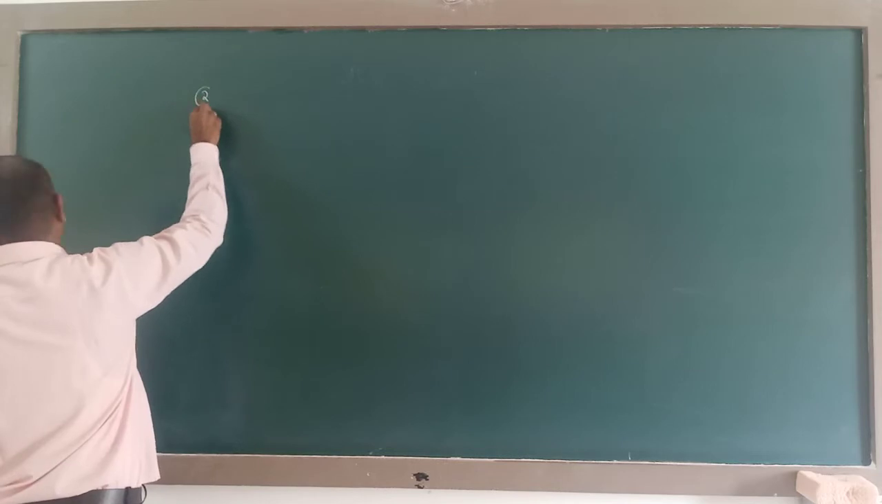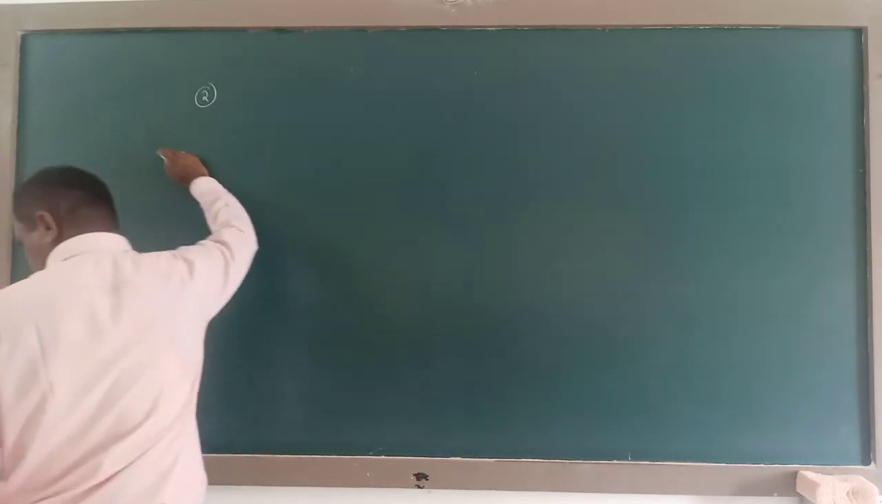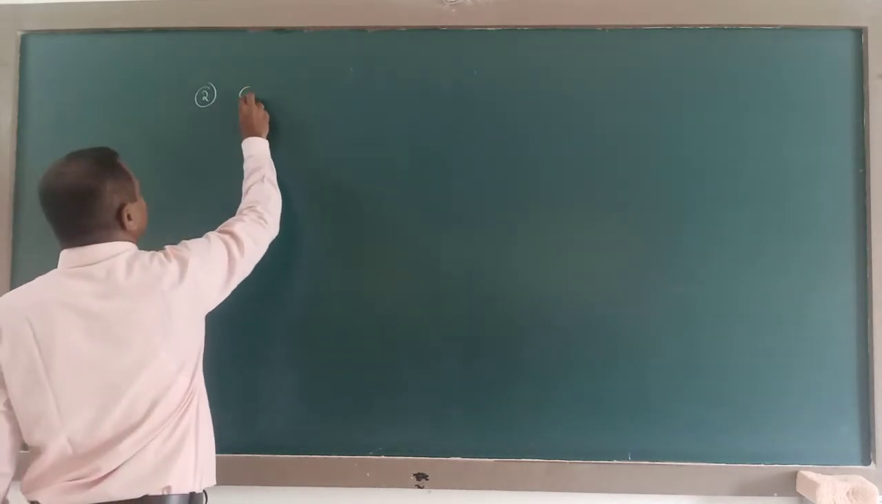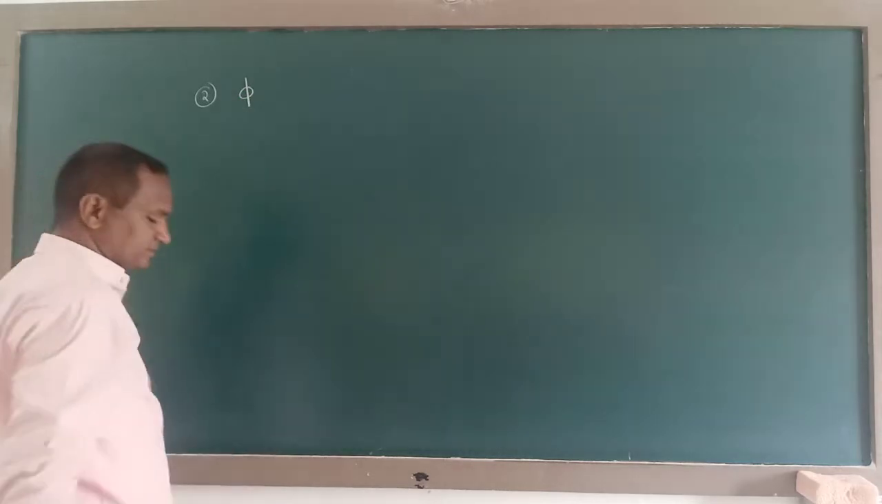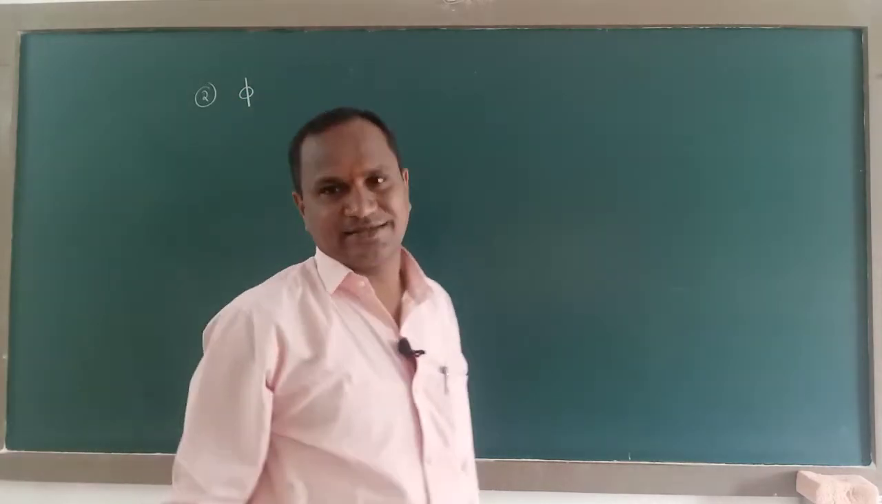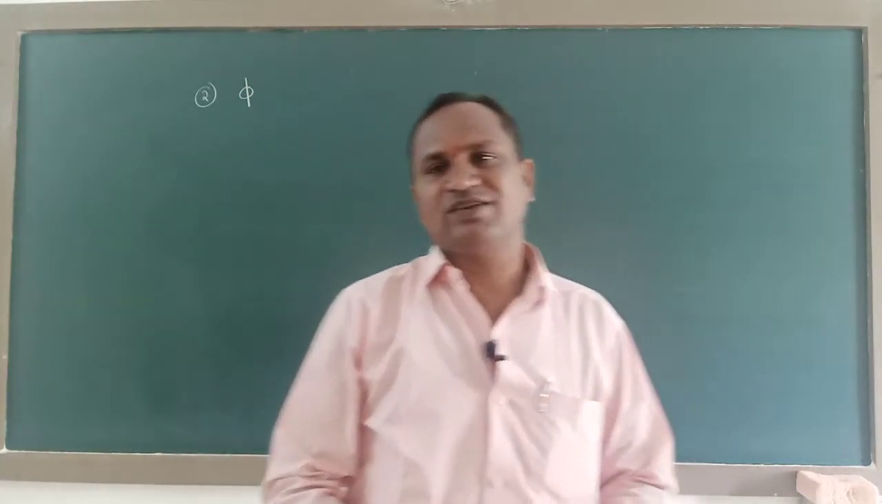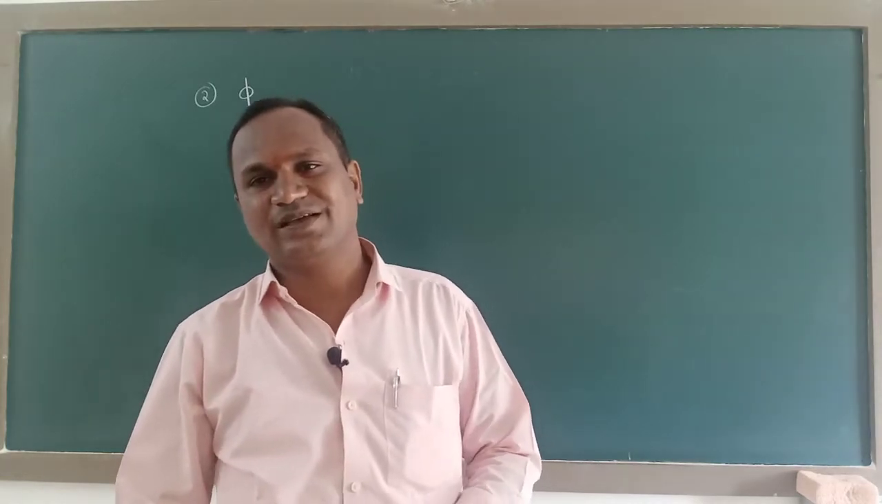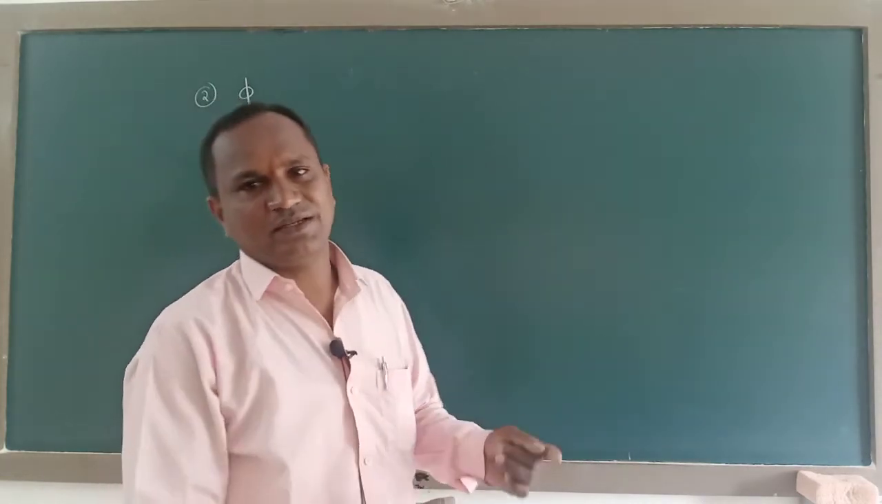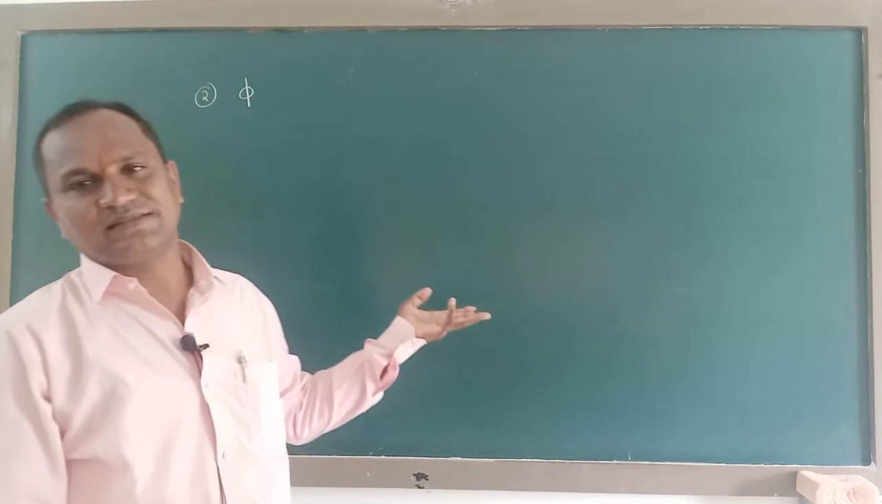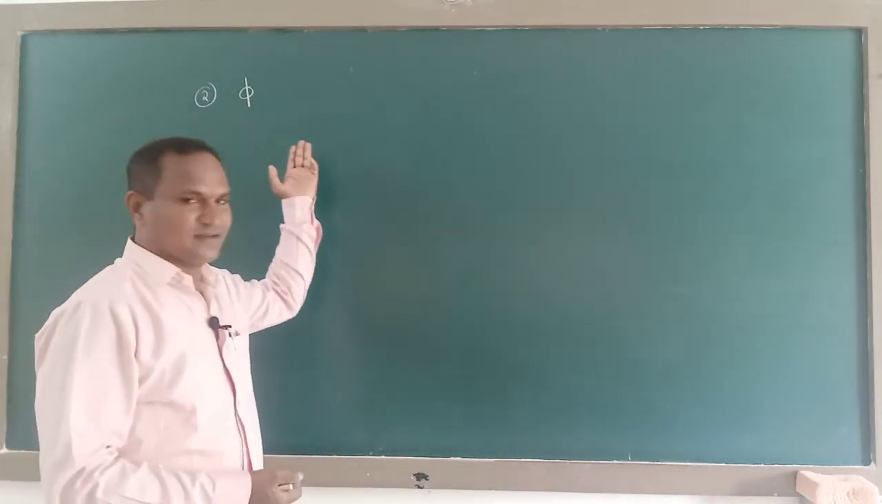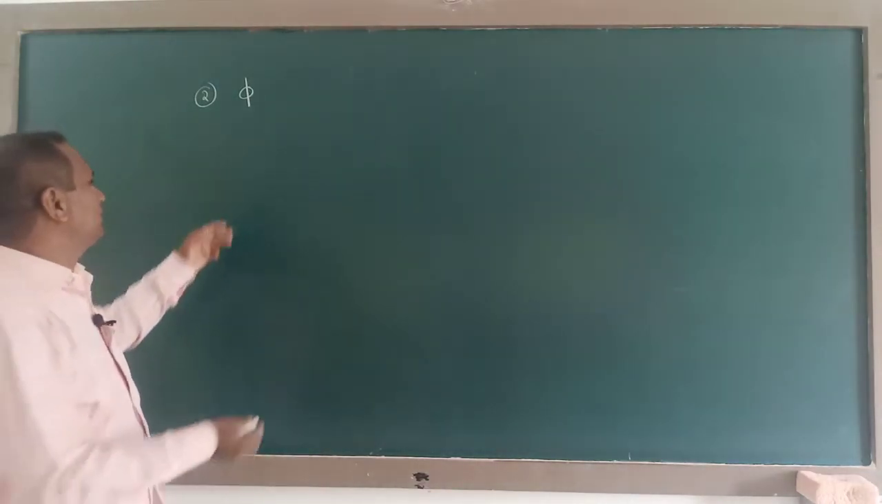The next, second question under this main question number 4 is the set with only 5, meaning the null set. For the null set, how many subsets will come? Every set is a subset of itself, and the null set is also a subset of itself. Only one set will come here.